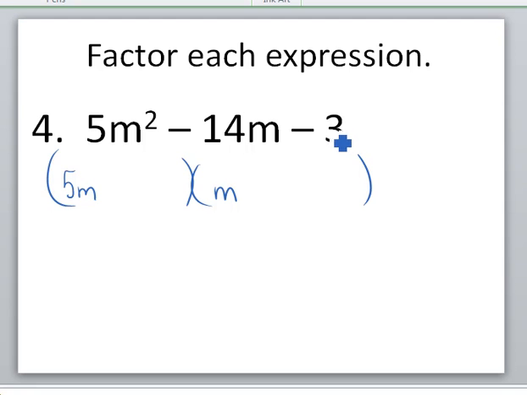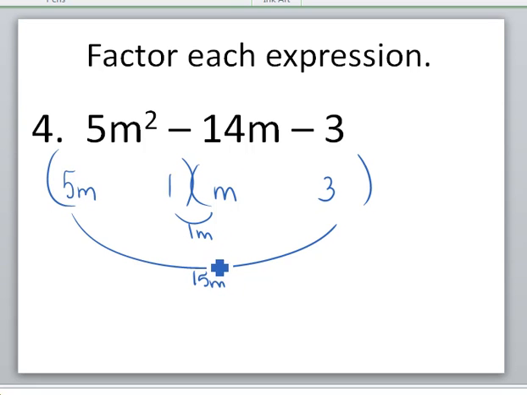The only factors of 3 are 3 and 1. So if I put 3 and 1 here, that gives me 3 and 5. That's never going to give me a 14. So let's try it the other way around. We're going to put 1 here and 3. That gives me 15m and a 1m.